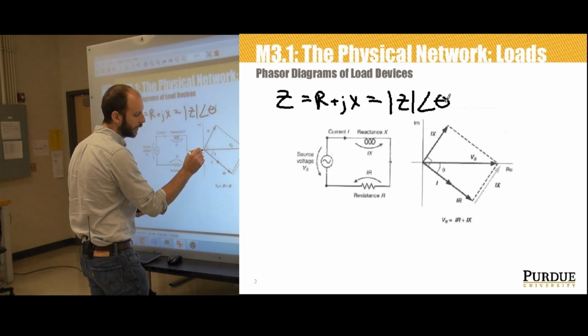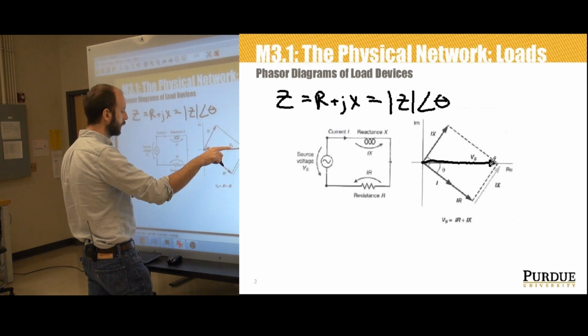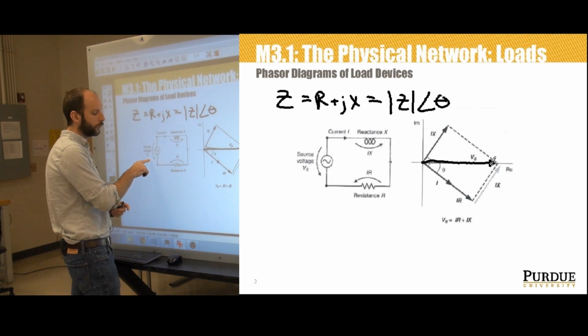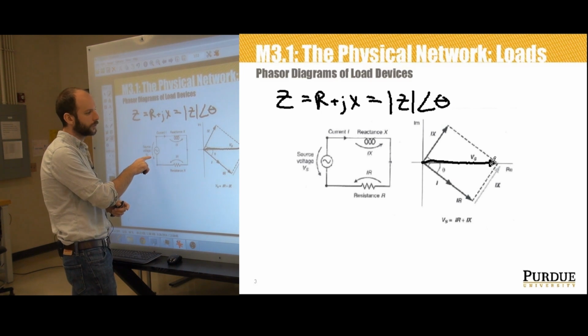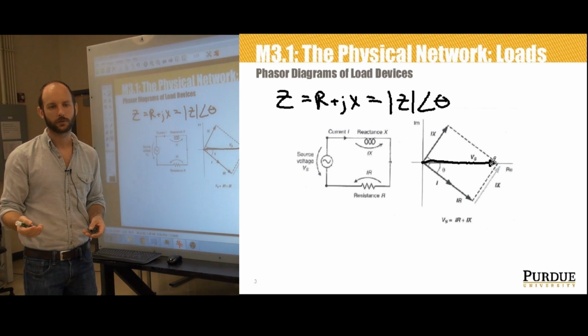So on this phasor diagram, that's this right here, Vs. Its magnitude, the length of this vector, typically corresponds to the RMS voltage, and it is drawn along the real axis because it has no phase shift.